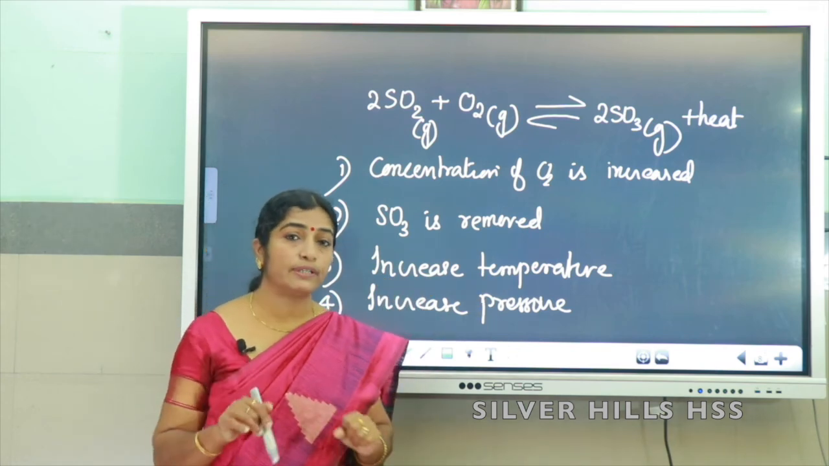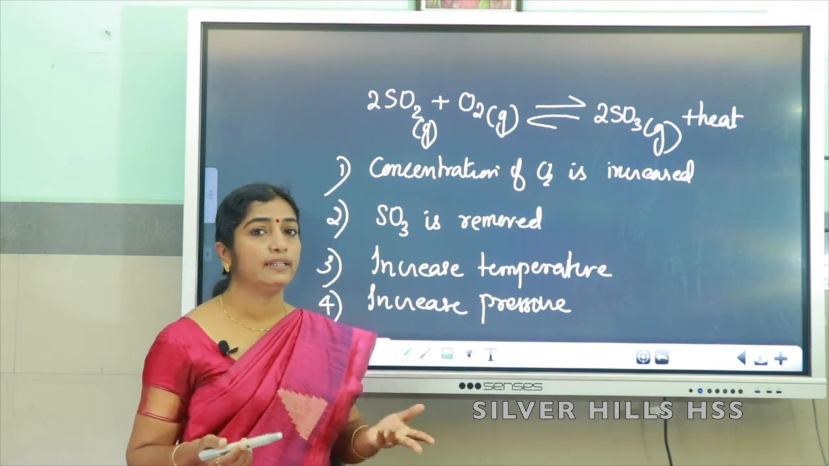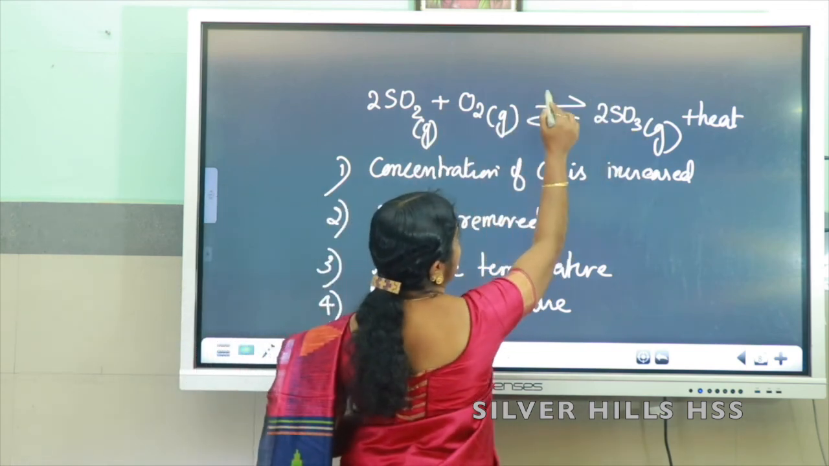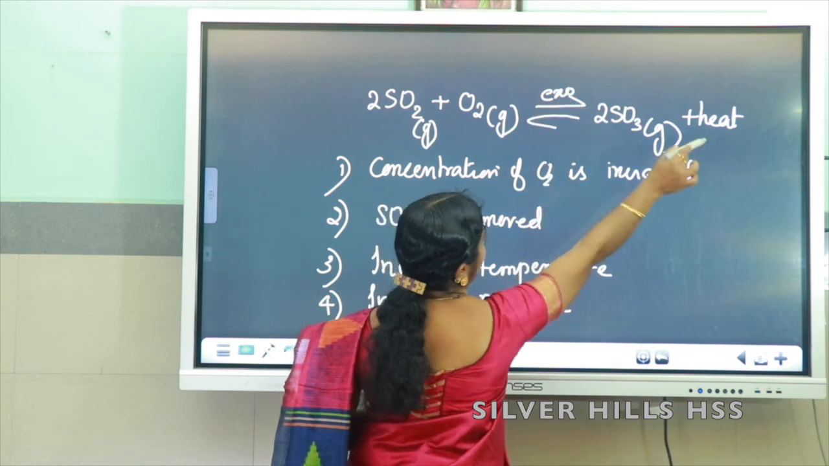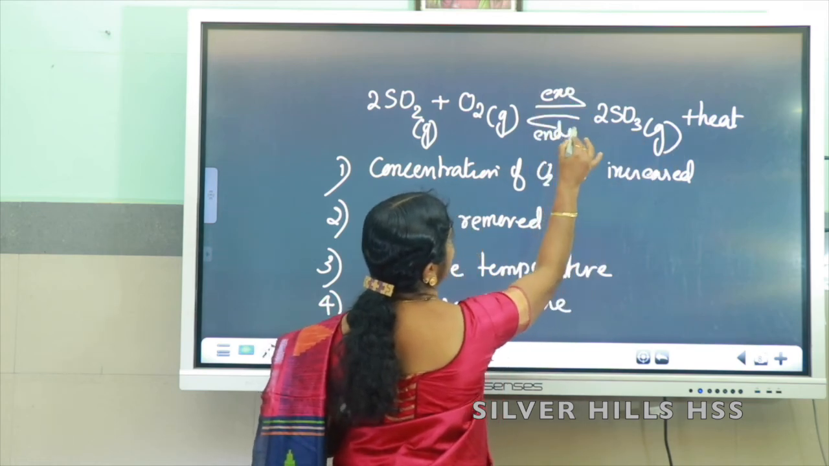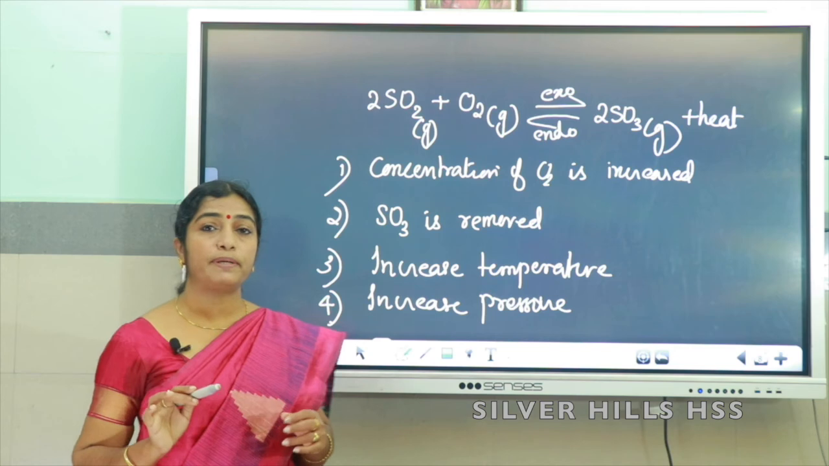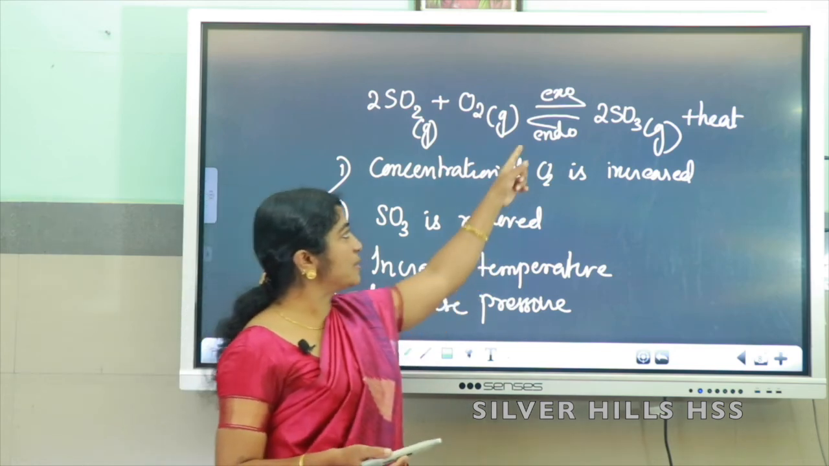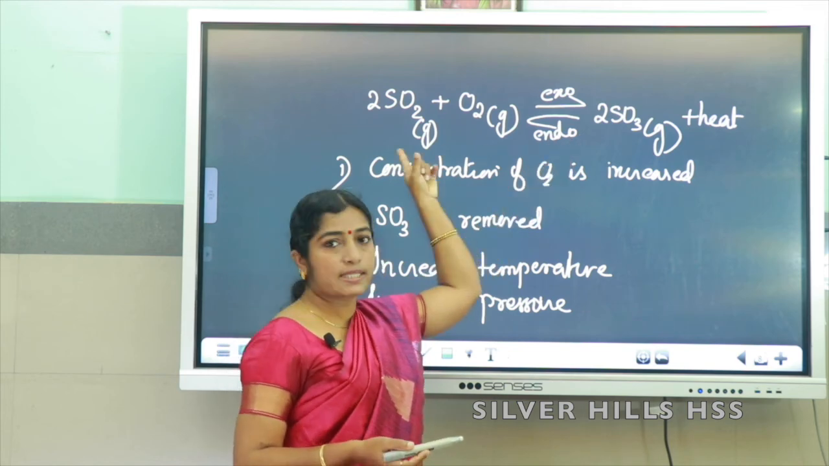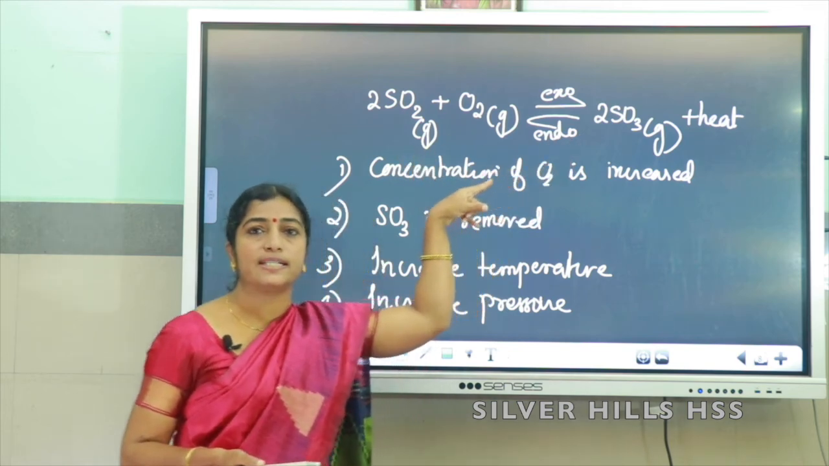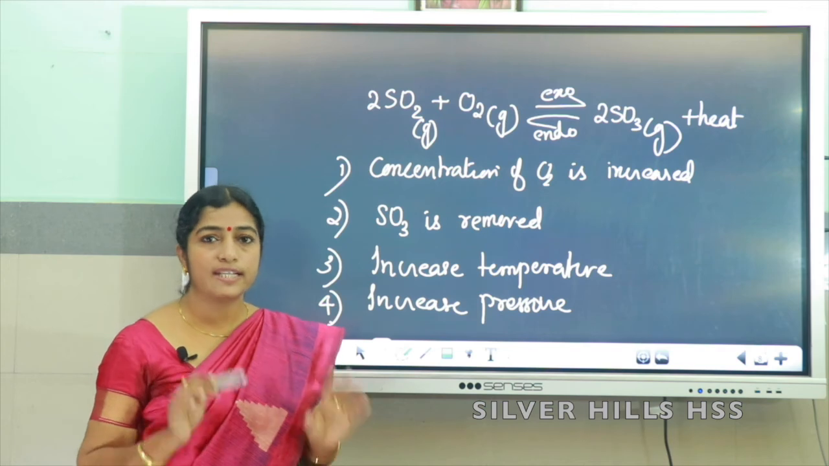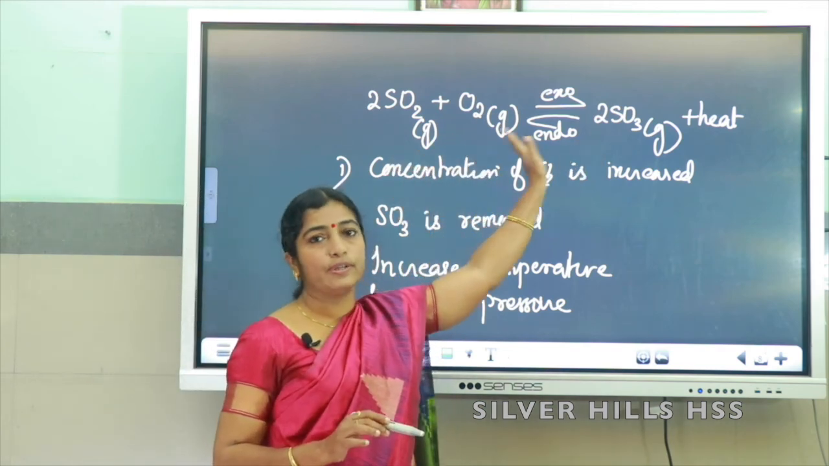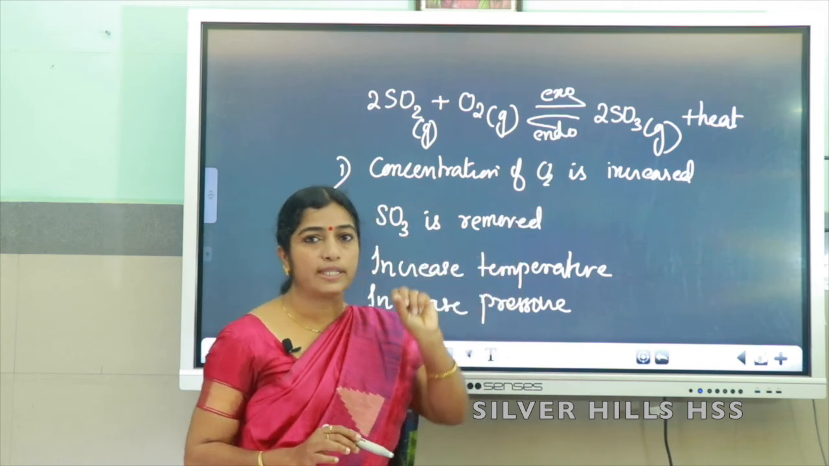Increased temperature. To find the effect of temperature, first we find the exothermic and endothermic reactions. Here the forward reaction is exothermic because heat is liberated, and the backward reaction is endothermic. Increasing temperature always favors the endothermic reaction. So when we increase the temperature, the backward reaction is accelerated because the backward reaction is endothermic. To get more product we have to reduce temperature, which favors the forward reaction.